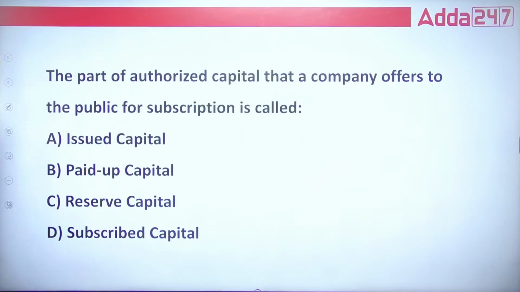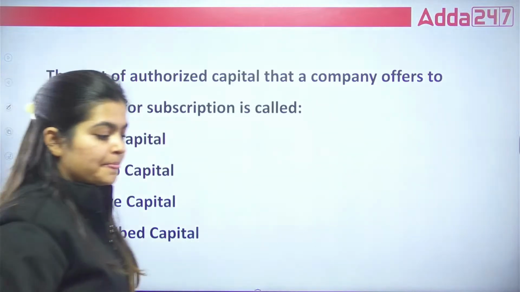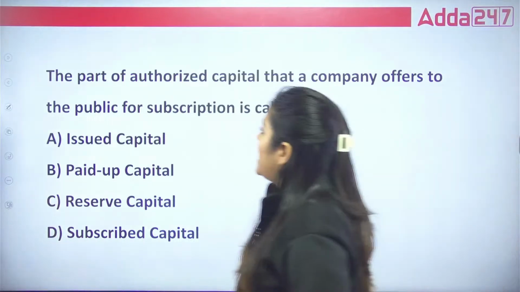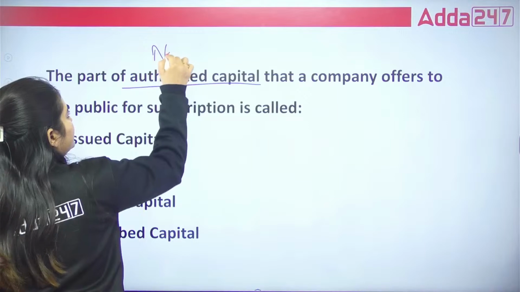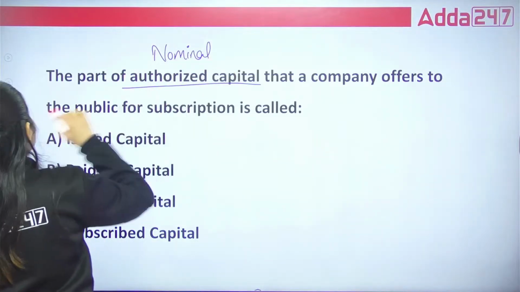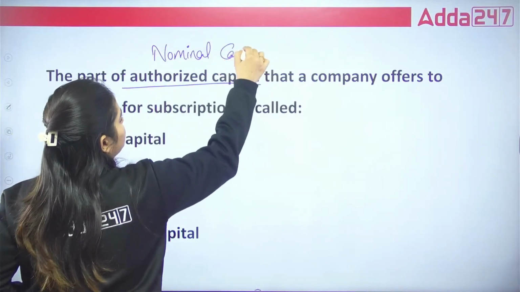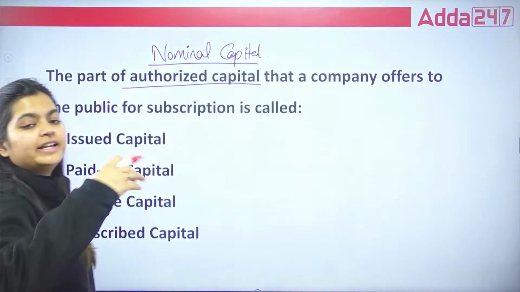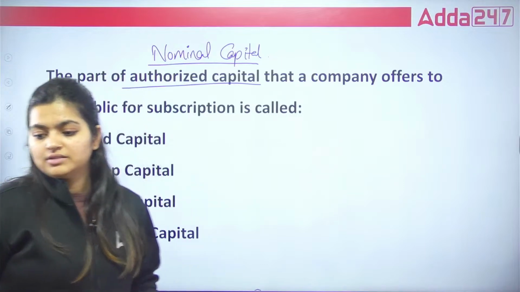Coming to the next question: the part of authorized capital that a company offers to the public for subscription is called: A, issued capital; B, paid up capital; C, reserves and reserve capital; D, subscribed capital. This question is again from Company Accounts 1. Tell me. Authorized capital is also known as your nominal capital. So out of this nominal capital, whatever the company is issuing to the public, that is known as what?